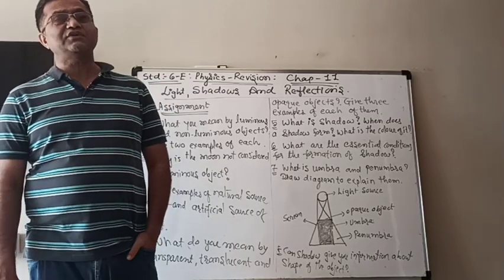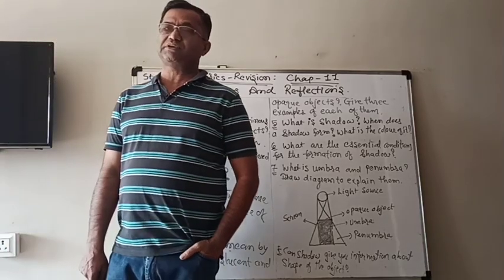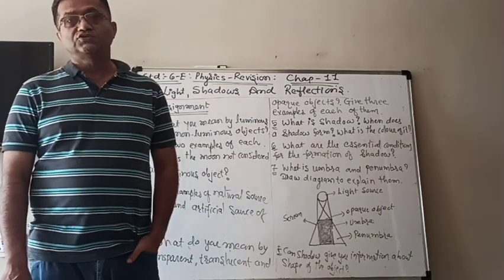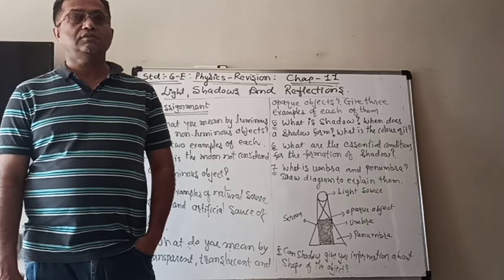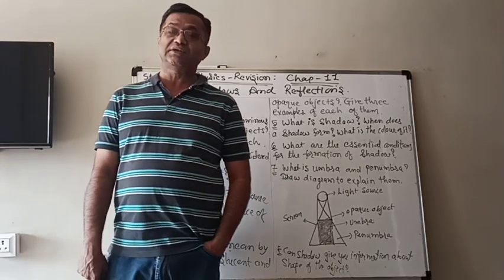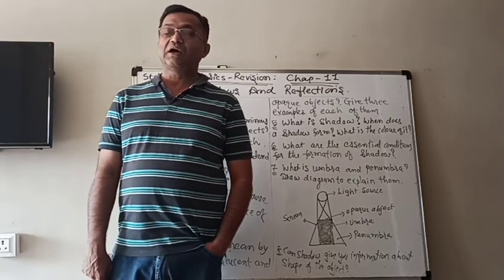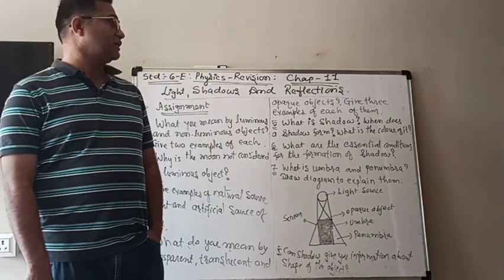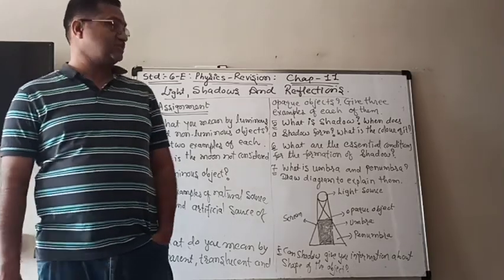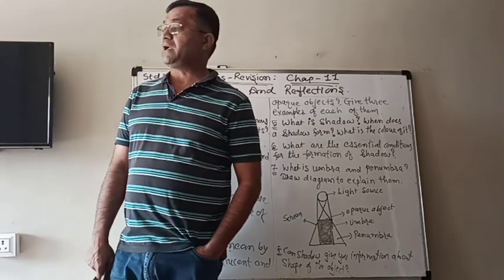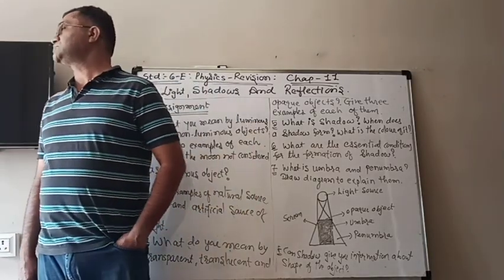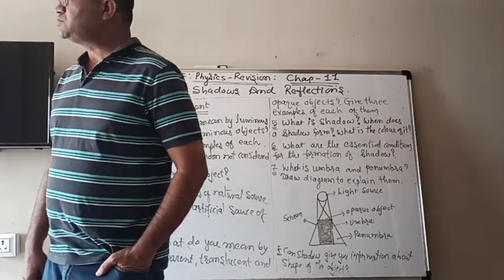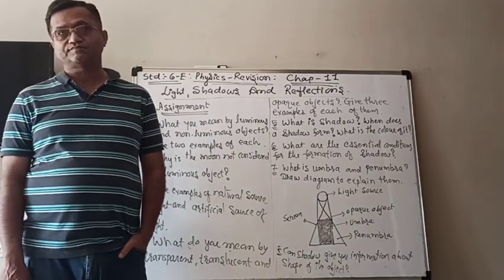In the last session we finished the revision of chapter 3rd in chemistry. So now we are going to start the revision in physics of the chapter number 11, that is light, shadows and reflections. First of all, we will talk about light.